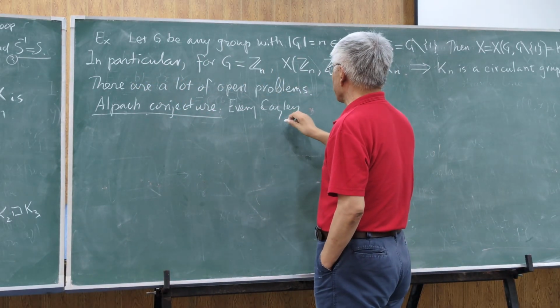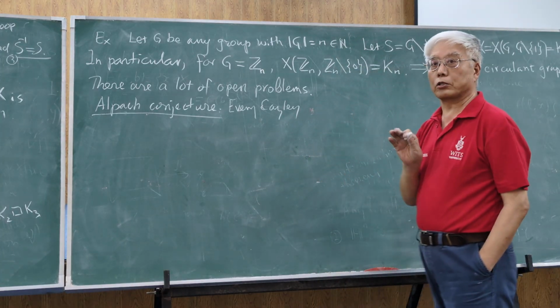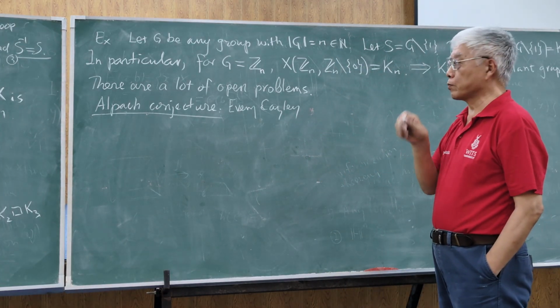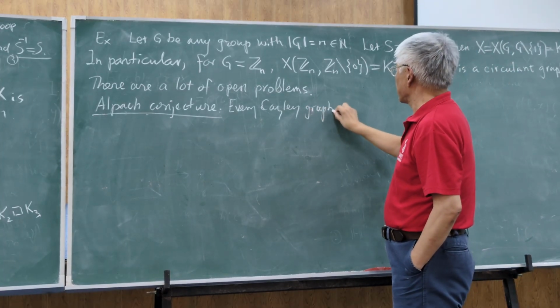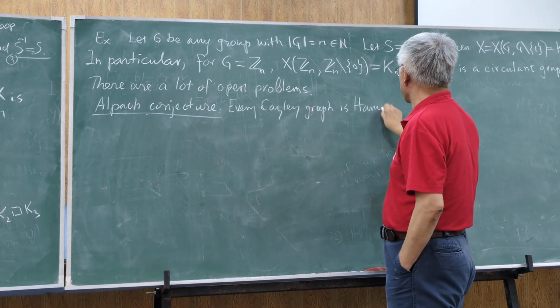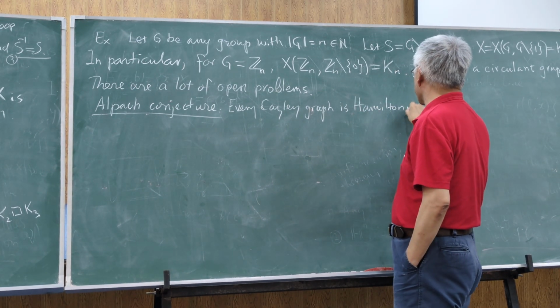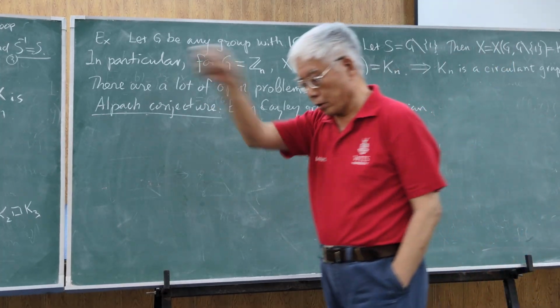If you solve this one, you are probably going to be instantly famous. There are lots of attempts, good people who worked on it. Hamiltonian means it has a spanning circuit. It has a circuit going through all the vertices.